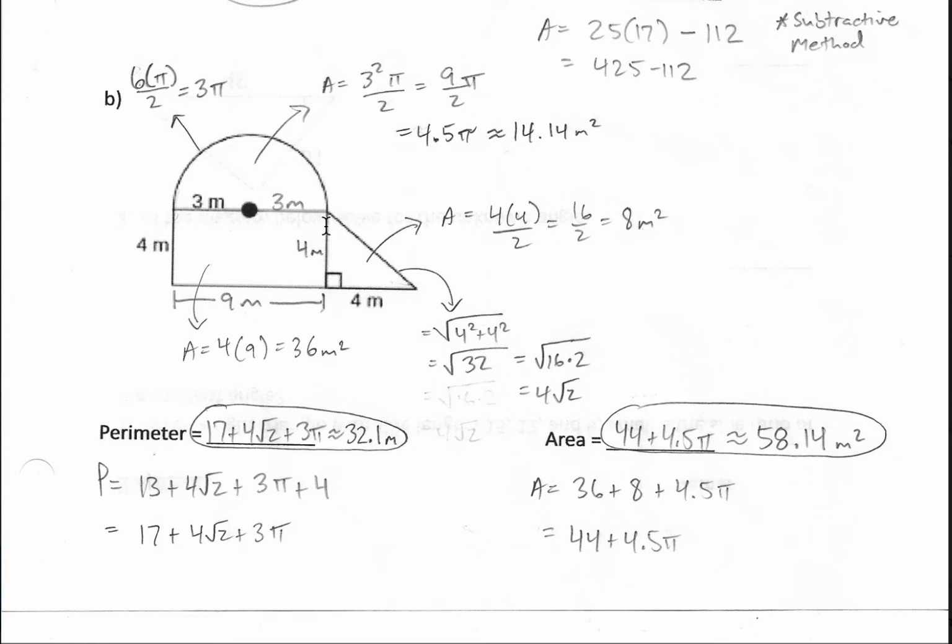Here to find the area of our triangle, we're going to do base times height divided by 2. So 4 times 4 is 16. Cut that in half, we get 8. So there's the area of that triangle.